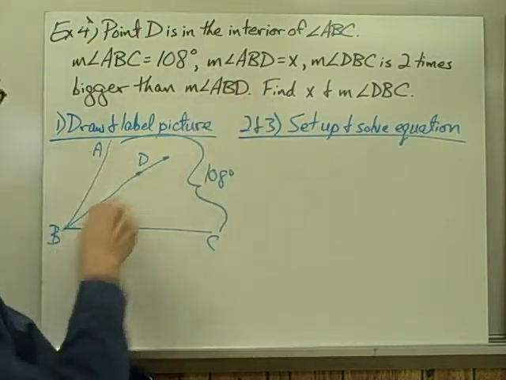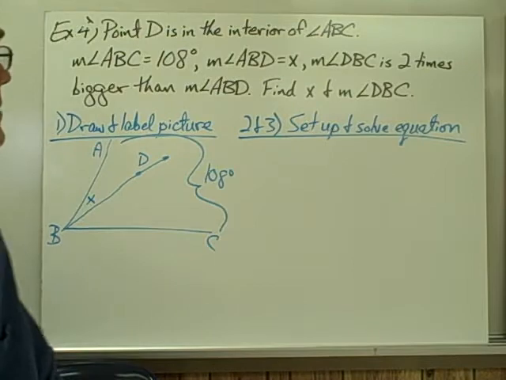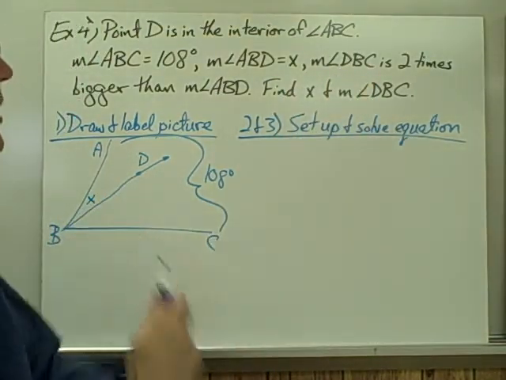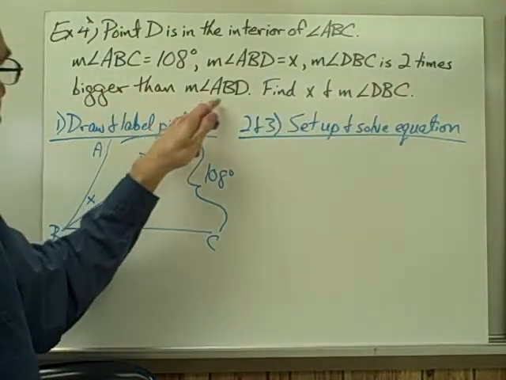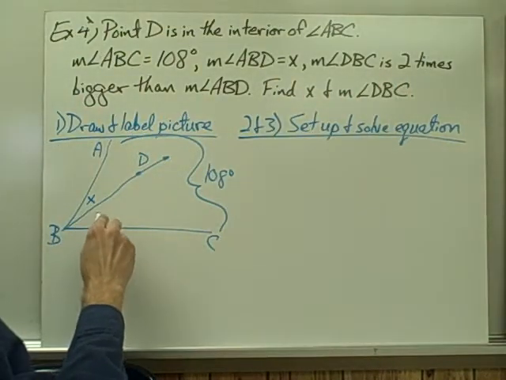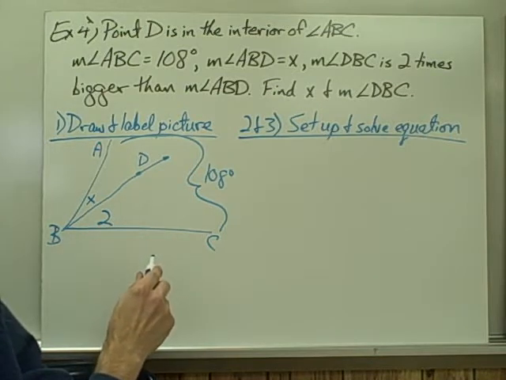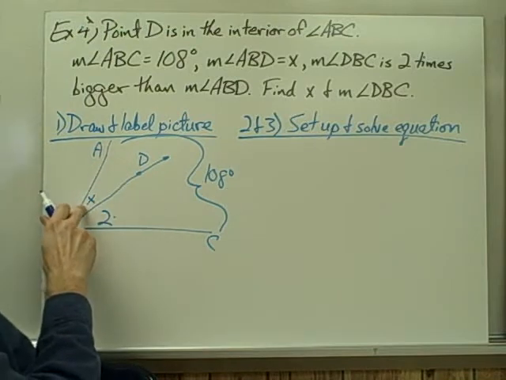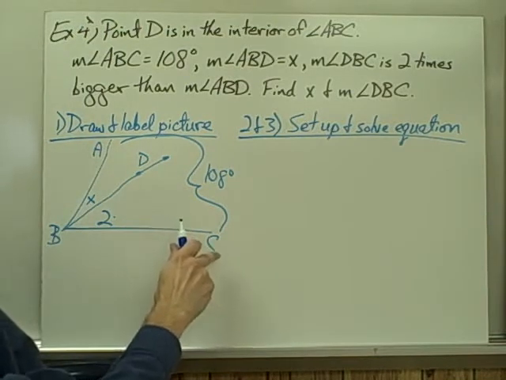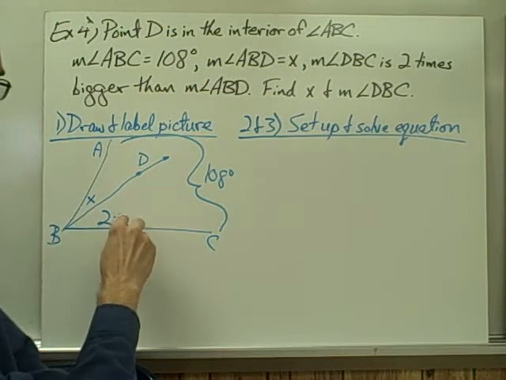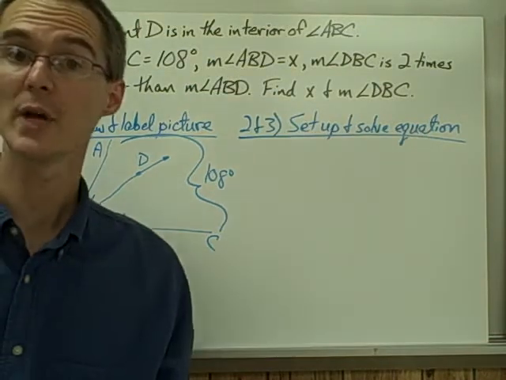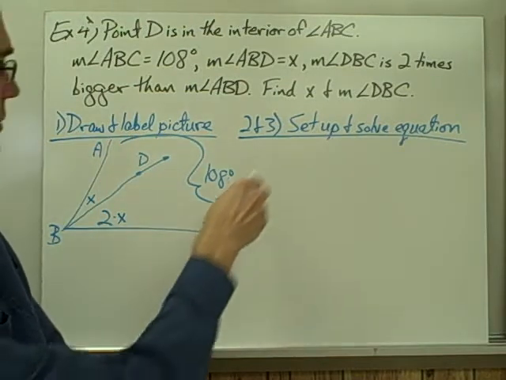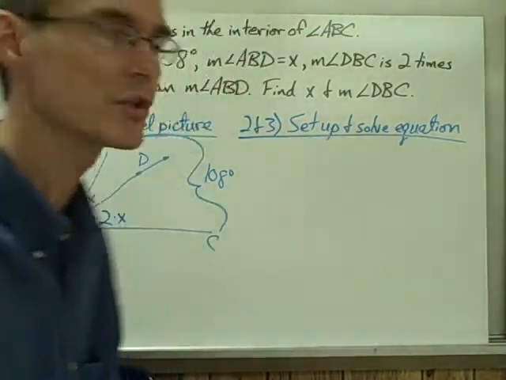Measure of angle ABD is x, and the measure of angle DBC is 2 times bigger than the measure of angle ABD. Well, let's see. 2 times bigger than the measure of ABD. Well, ABD is x, so if DBC is 2 times bigger than that, then it must be equal to 2x. So now I've drawn my picture, I've labeled my picture. I just need to do step 2, which is to set up my equation.